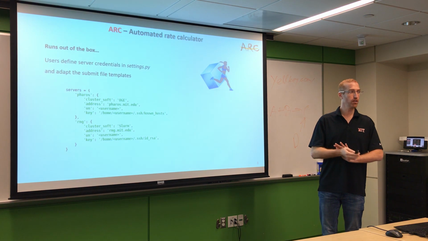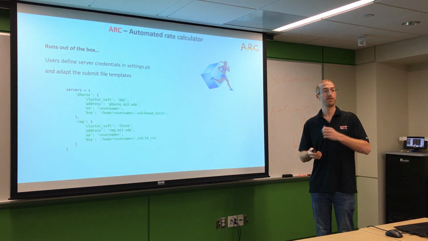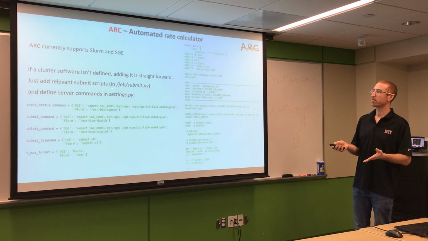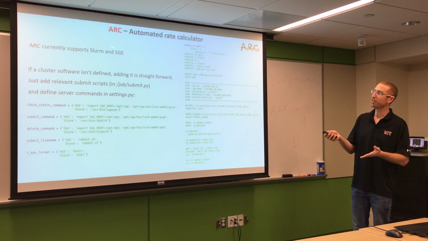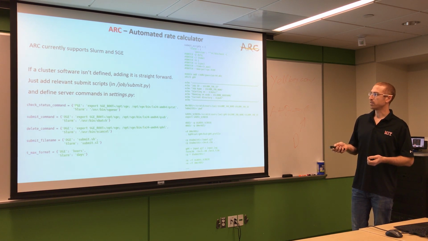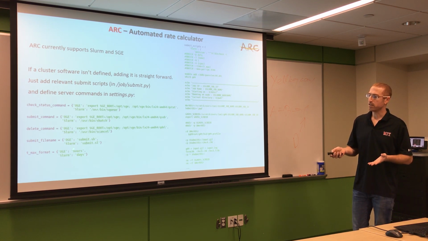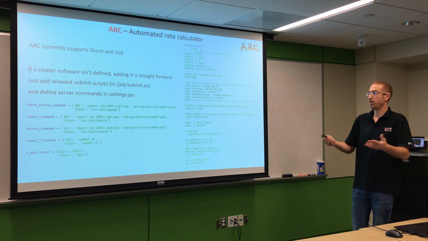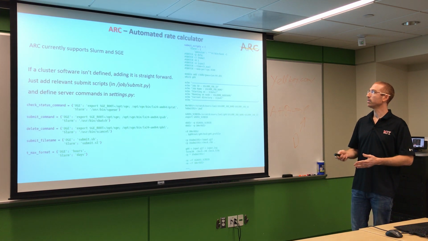If you're not from our group, you'll have to modify your submit scripts as well. So here's an example. Currently, Arc supports Slurm and OGE or Sun Grid Engine, SGE. Actually, we call it OGE. It was changed to Oracle recently, although most people will call it SGE. You need to give it paths for the commands it needs to use on the server. So if you're not using OGE or Slurm, you need to modify that, and that's kind of easy to implement.